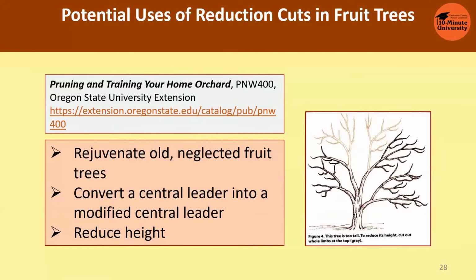Okay, reduction cuts are also useful for fruit trees. They can reduce height, like this illustration shows. They can help rejuvenate neglected old fruit trees, and they can also be used to convert a central leader into a modified central leader. If you do severe surgery like this on a large mature fruit tree, always plan on a 3 to 5 year process and watch my 1 hour video, which gives you a lot more information about stepwise how to approach that.